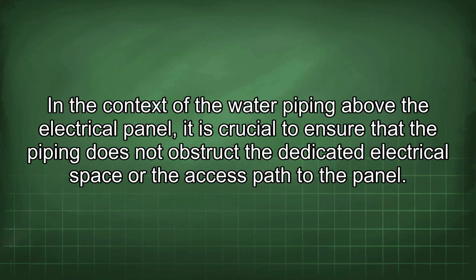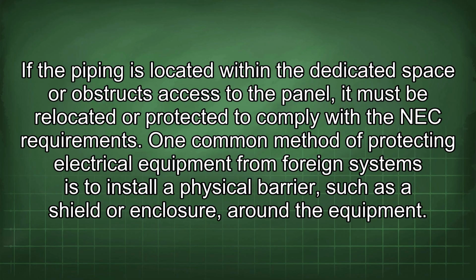In the context of the water piping above the electrical panel, it is crucial to ensure that the piping does not obstruct the dedicated electrical space or the access path to the panel. If the piping is located within the dedicated space or obstructs access to the panel, it must be relocated or protected to comply with the NEC requirements.